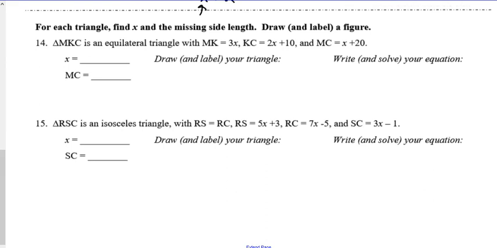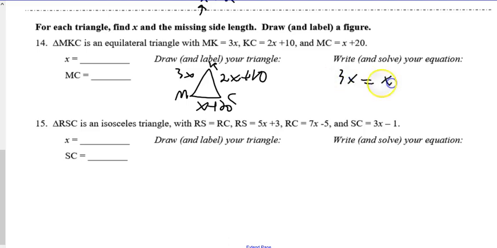For each triangle, find x and the missing side length, draw an angle figure. Same thing. So MKC is an equilateral triangle. Doesn't matter where you put the M in KC because everything's equal. So MK is 3x, KC is 2x plus 10, and MC is x plus 20. You can do any of these, and it's going to be pretty much the same amount of work and pretty easy. So I'm going to do 3x equals x plus 20.